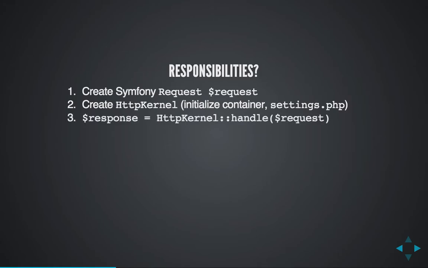So once we have the HTTP kernel initialized, and we already have that request object, we just ask the HTTP kernel to handle the request and give a response back. And as you can probably sense, that is really the key part of index.php, calling the HTTP kernel, giving it a request, and expecting a response in return. So that's what we'll be diving into next.